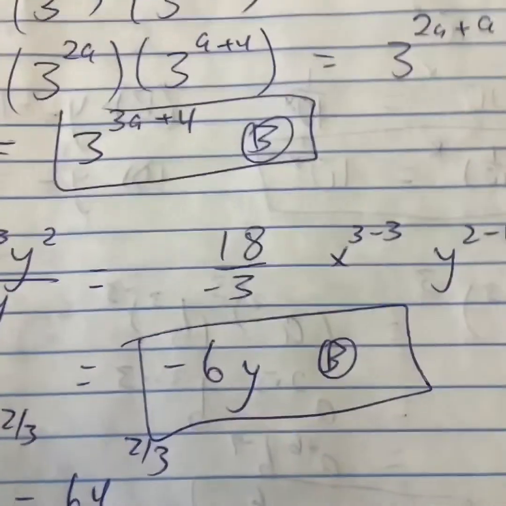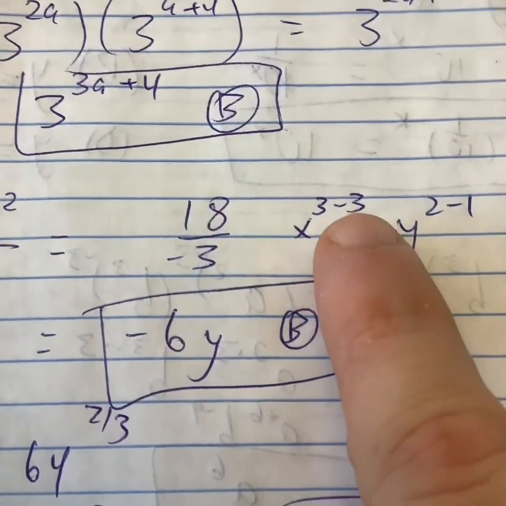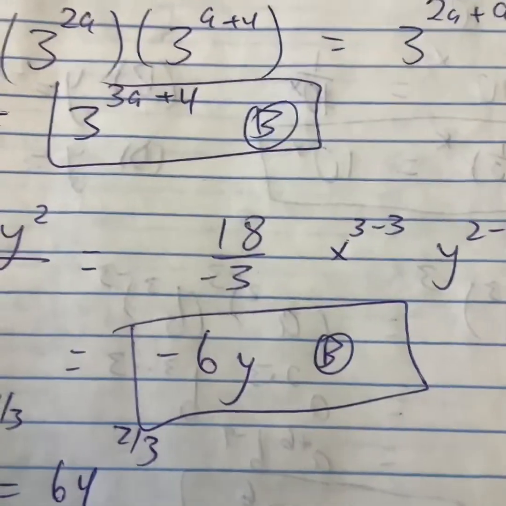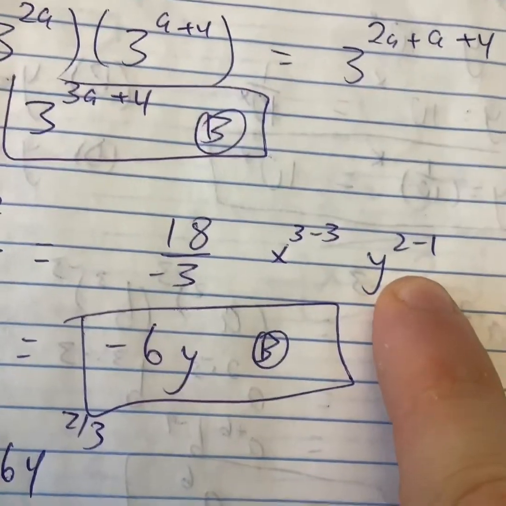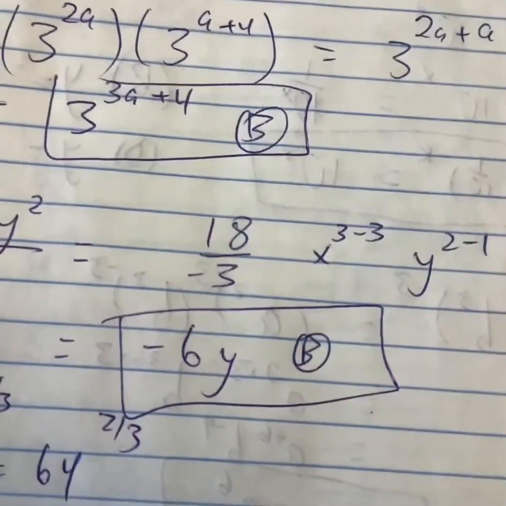Well, 18 divided by negative 3 is negative 6. 3 minus 3 is 0, and x to the power of 0 is 1. So we just put 1 and you multiply by 1. You don't have to write that. And then 2 minus 1 is equal to 1, so we just get negative 6y. And that's choice B.